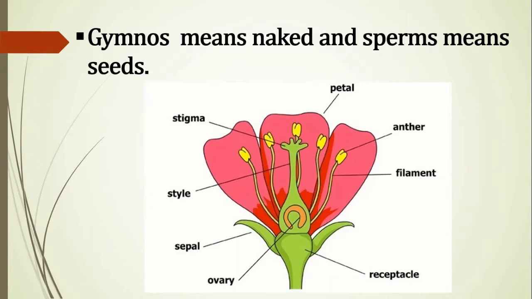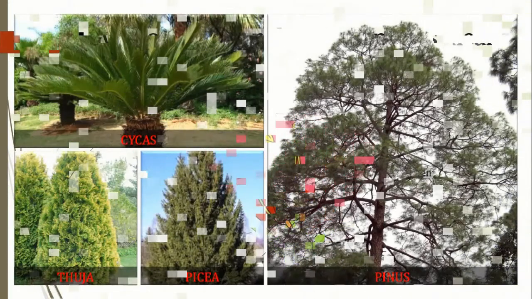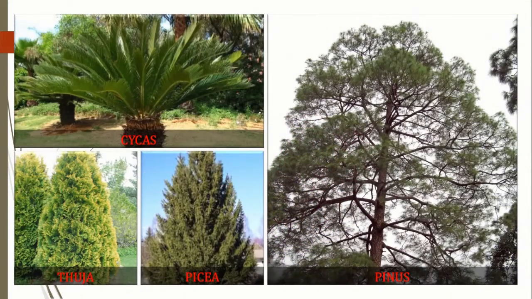Seeds of these plants do not have natural coverings. That is, these plants do not form fruits and are therefore called gymnosperms. Gymnos means naked and sperms means seeds. For example, cycas, thuja, picea, pinus.